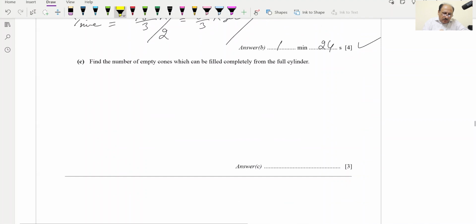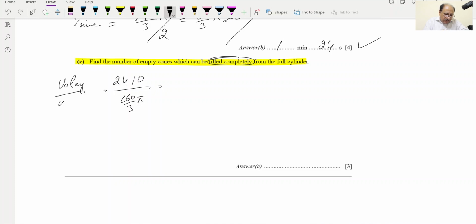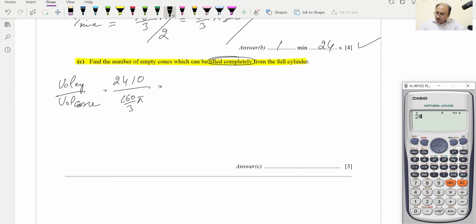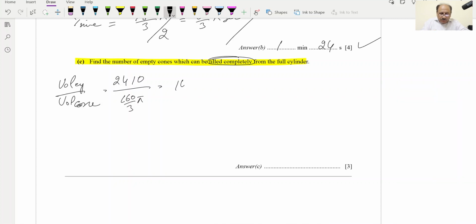This is the C part. C part says find the number of empty cones which can be filled from the full cylinder. So the number of empty cones that are filled completely, they don't require a decimal answer. So the volume of the cylinder will be divided by the volume of the cone, 160 by 3 pi. This will give us the number of cones: 2410 divided by 160 over 3 pi, which is equal to 14.38. We will not be considering the .38, we will write 14 cones. This will be our final answer.